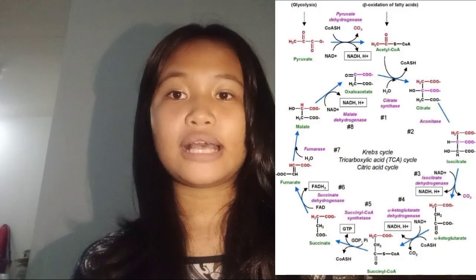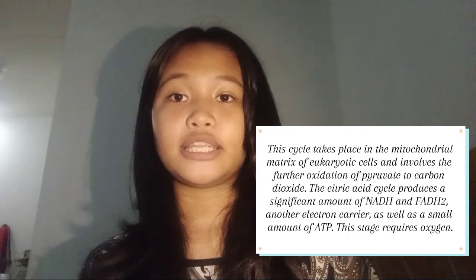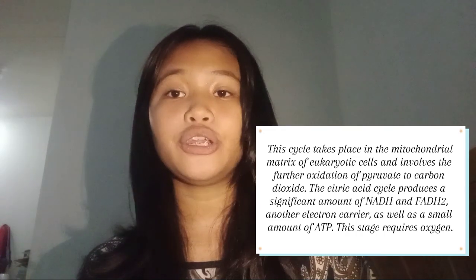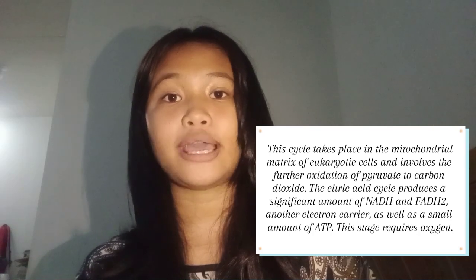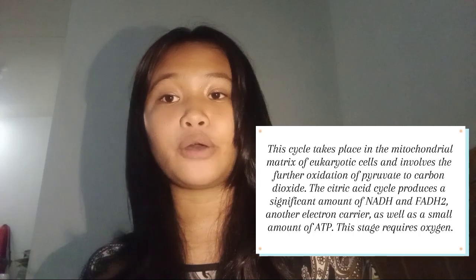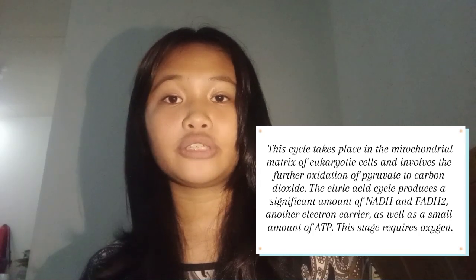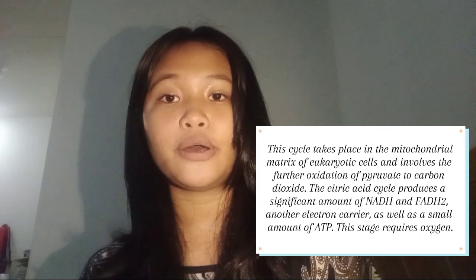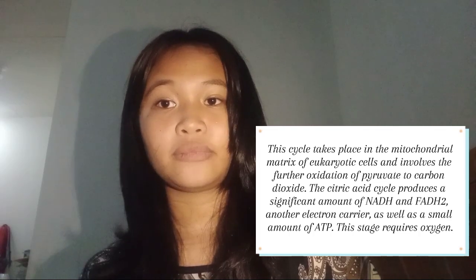Second, the citric acid cycle, also known as the Krebs cycle. This cycle takes place in the mitochondrial matrix of eukaryotic cells and involves the further oxidation of pyruvate to carbon dioxide. The citric acid cycle produces a significant amount of NADH and FADH2, another electron carrier, as well as a small amount of ATP. This stage requires oxygen.